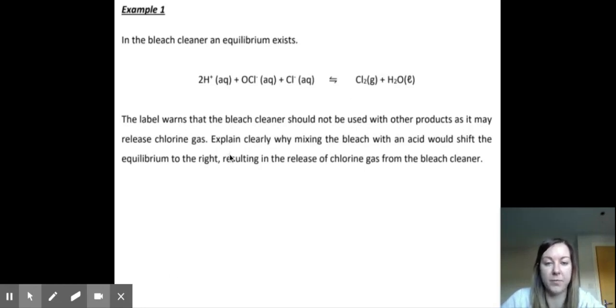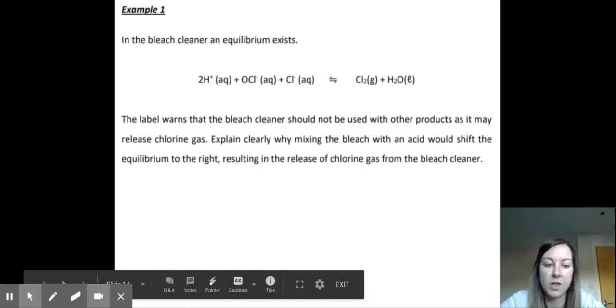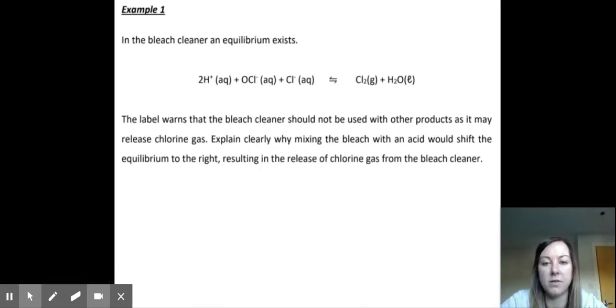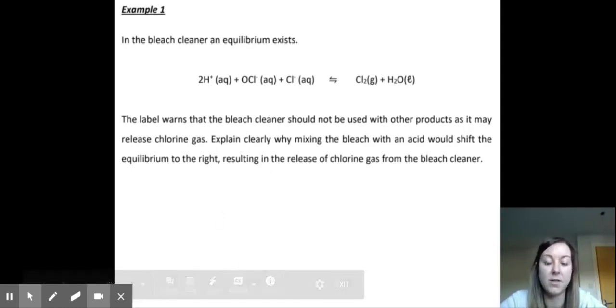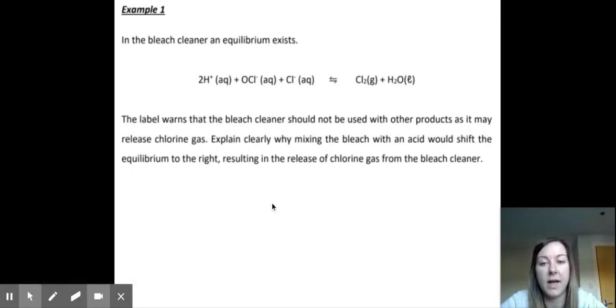Why is this happening? Well, what we need to remember here is what makes up an acid. For example, if we had ethanoic acid, or any acid, we know that in solution, acids split up into hydrogen ions and whatever the other half of the acid is. If it was HCl, it would be hydrogen and chloride ions. You know your acids already.